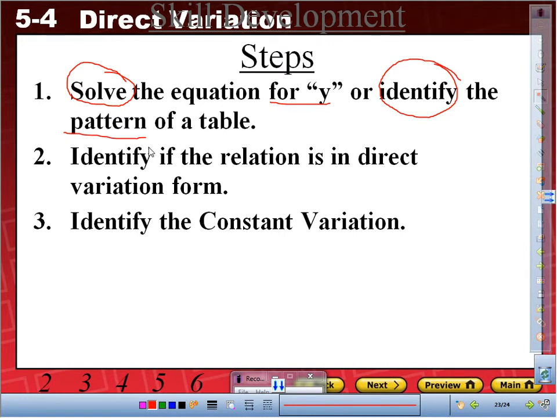Step 2, identify if it's a direct variation.